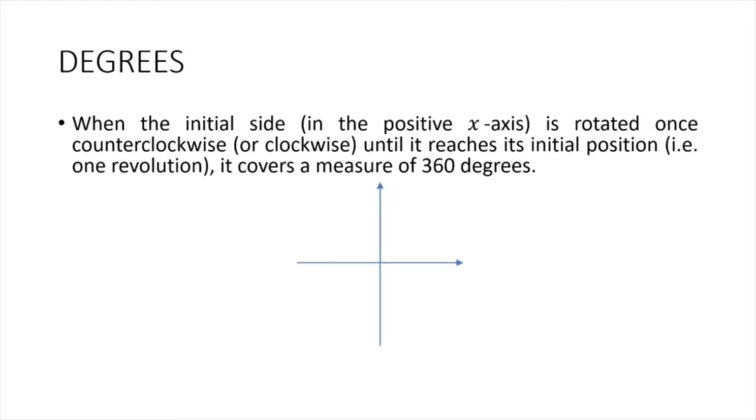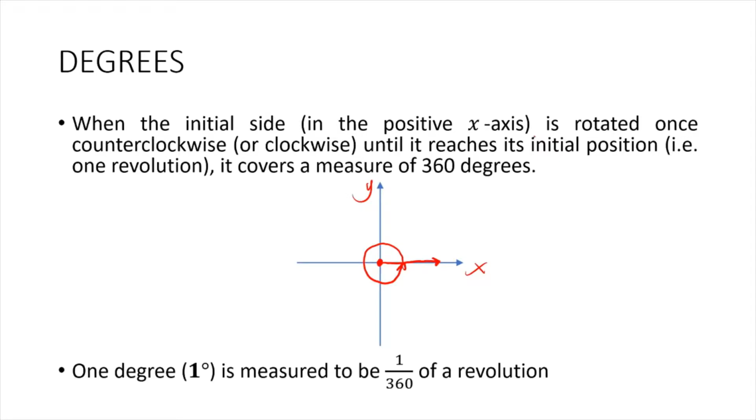So for example, if we have here the vertex of an angle in its standard position, the vertex at the origin, y-axis, x-axis, and the initial side, if we make one full revolution, then the total measure is 360 degrees. Therefore, 1 degree is measured to be 1 over 360 of a revolution.